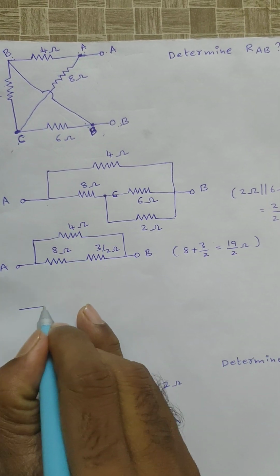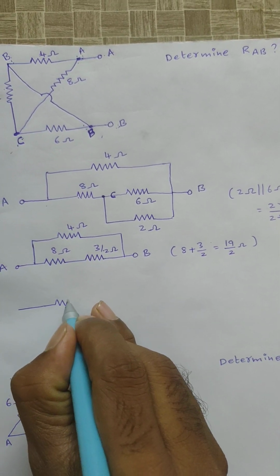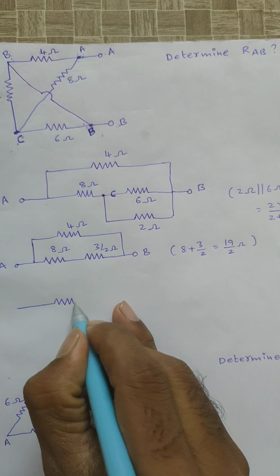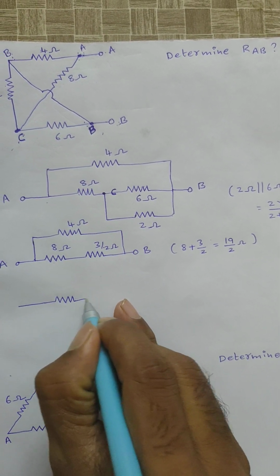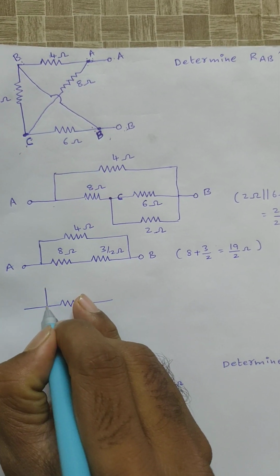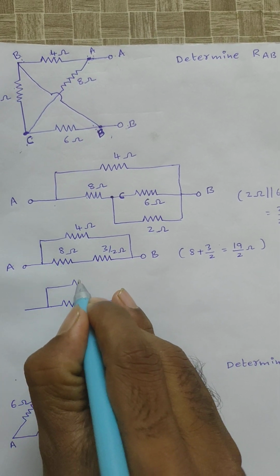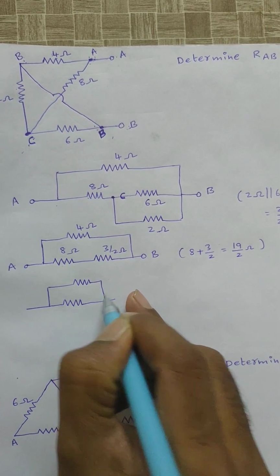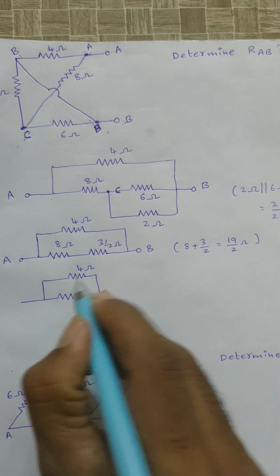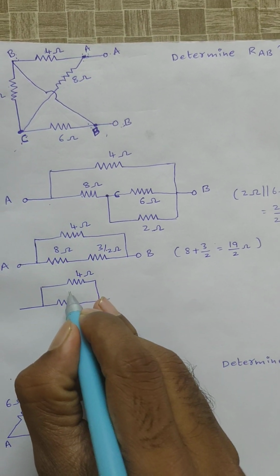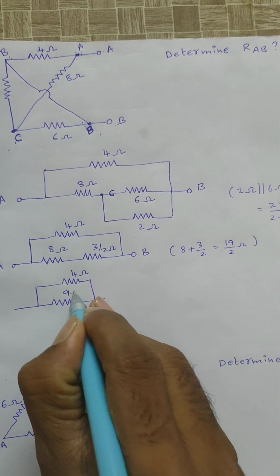Then the resultant circuit will be, these two resistors are replaced by a single resistor. The resultant value in parallel with 4 ohms, right? 19 by 2 can be represented by 9.5 ohms.